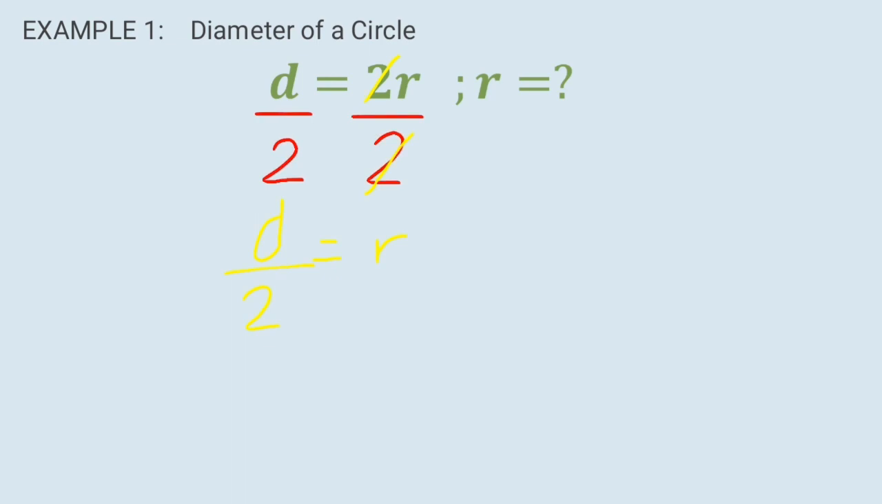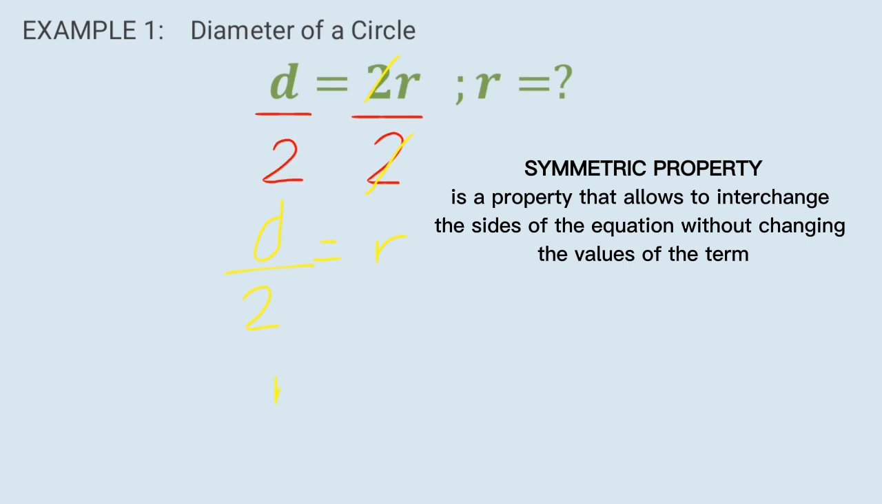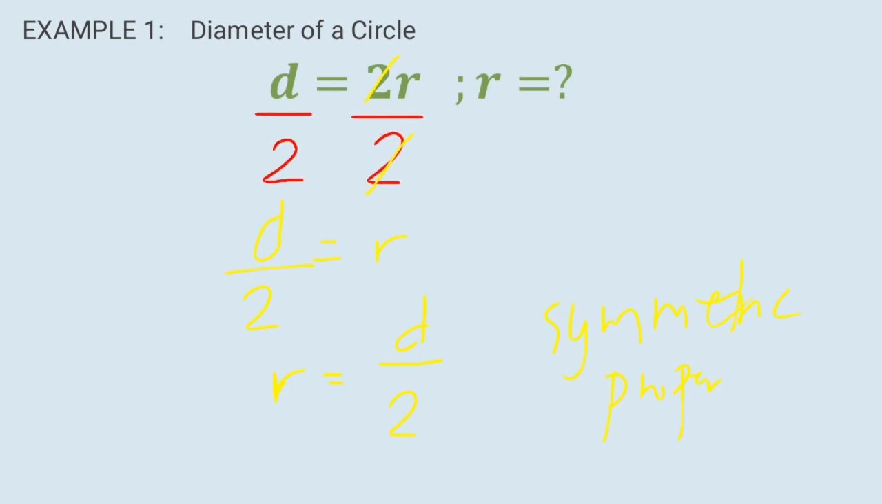Now, ma'am, is this the final answer? Yes, this is actually the answer. But if you apply the symmetric property, it will become r equals d over 2. We apply the symmetric property so that our r will be placed on the left side of our equation. Okay, got it? Now, let's have another example.